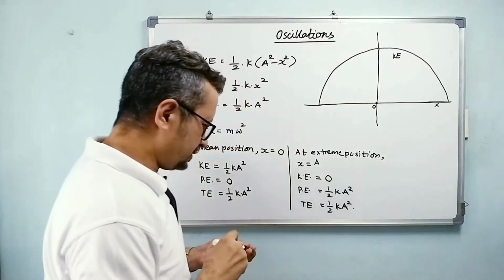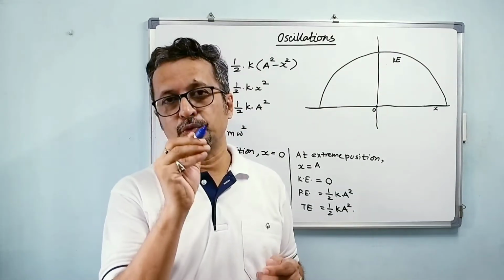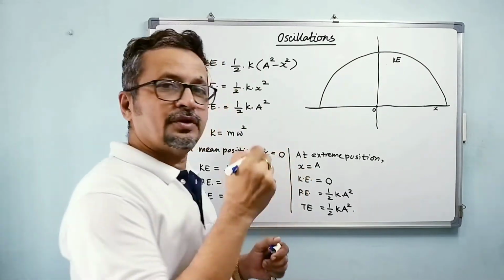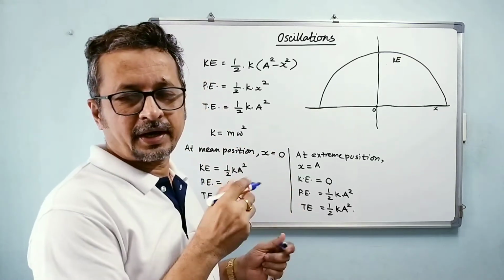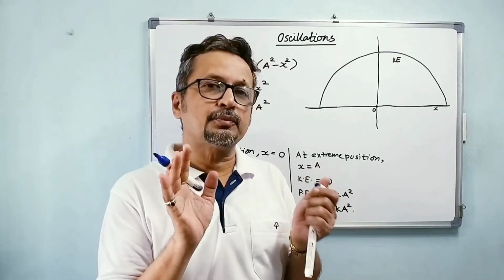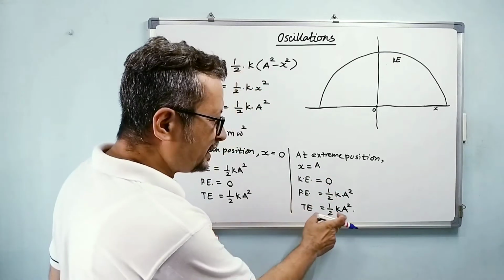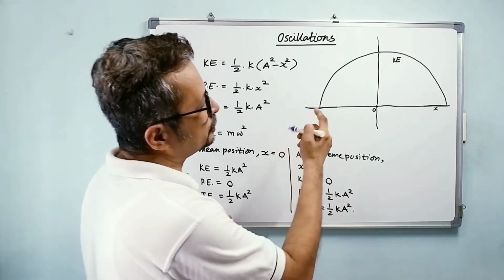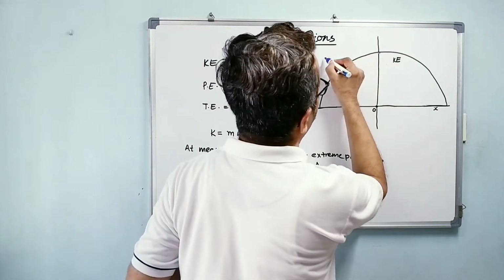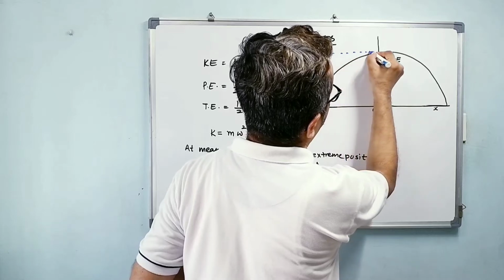And for potential energy, I'm going to use blue ink. Before plotting potential energy, I'll make a few markings here. What is going to be the maximum potential energy? Is it not half k a square? This is the level of half k a square, so I'll just mark it over here.